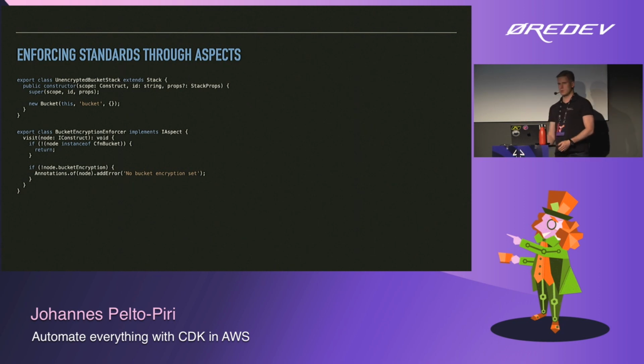So in this case, we will look through the entire app, see that we have a bucket. We will check that it has the bucket encryption. We don't really care what type of encryption, just that it exists. And if it doesn't, fail. So we know that, or at least I, as a developer, know that in this PR, I don't have to care about my colleague following all of the standards, because we are enforcing them.